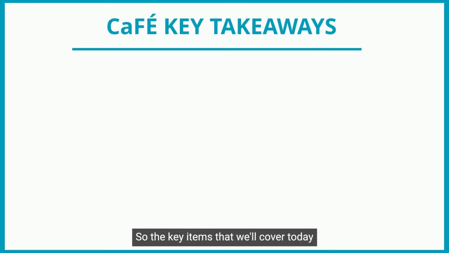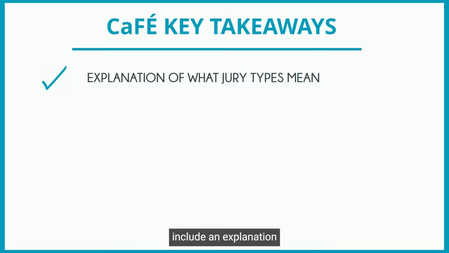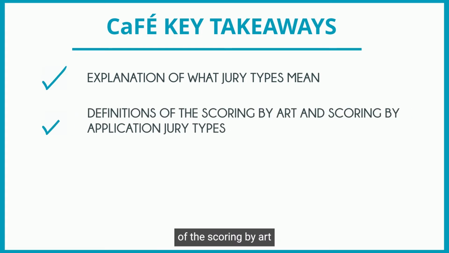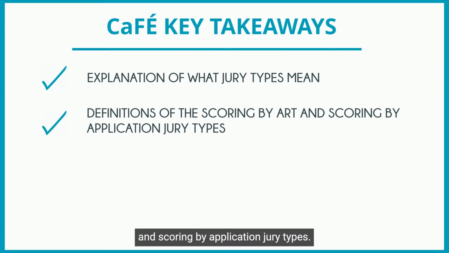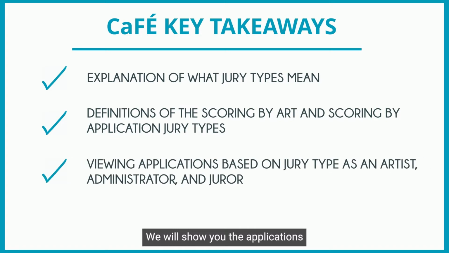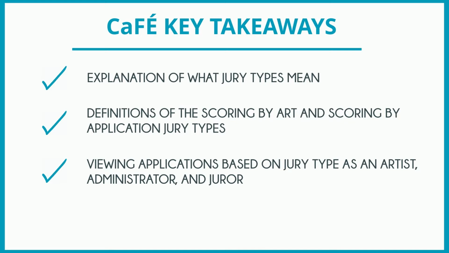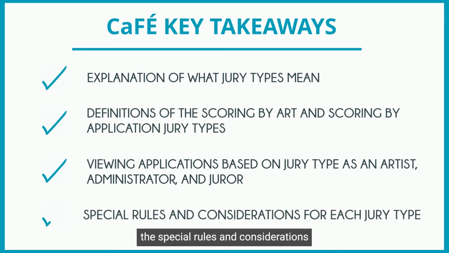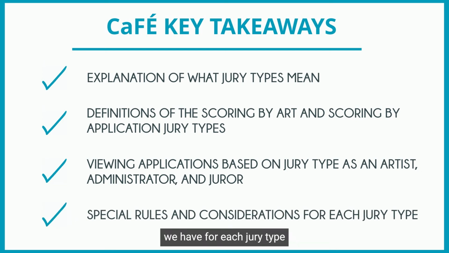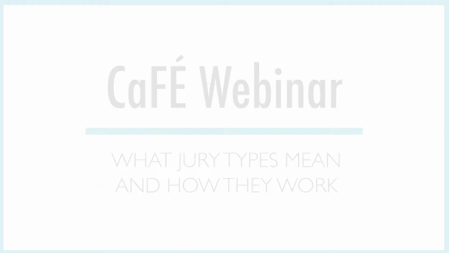So the key items that we'll cover today include an explanation of what jury types mean in CaFÉ and how they work. We'll go over the definitions of the scoring by art and scoring by application jury types. We will show you the applications and what they look like based on the jury type. We'll show you what they look like as an artist, administrator, and a juror. And I'm also going to talk about the special rules and considerations we have for each jury type to help you determine which one is best for you.